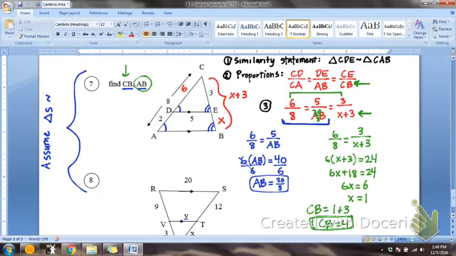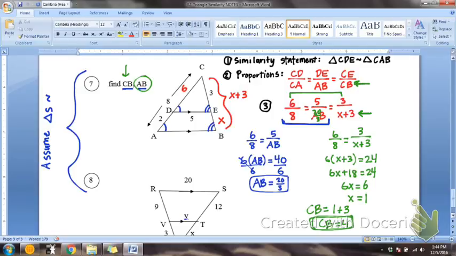Now this seems like it's taking a long time, but it's because we are slowly walking through it and talking through it. Okay? Step number 1, similarity statement. Step number 2, proportions. Then finish it out. Yes, Brianna? If we're doing congruency, then it would just be 3 and 3. Yes, but we're not doing congruency. We're doing similarity. Yep.